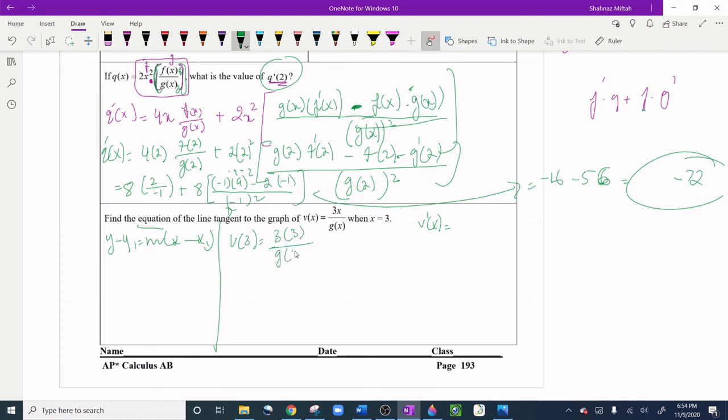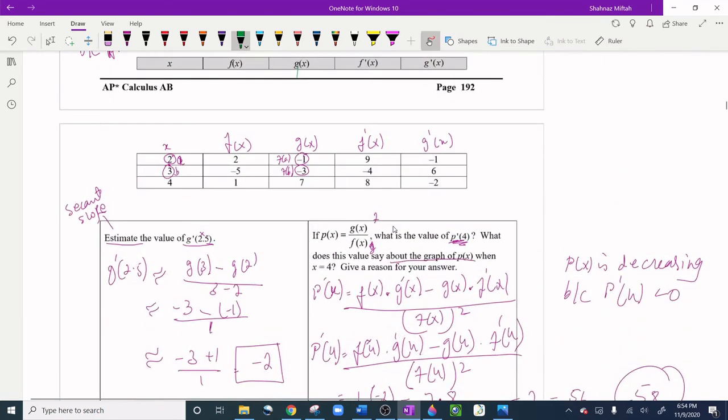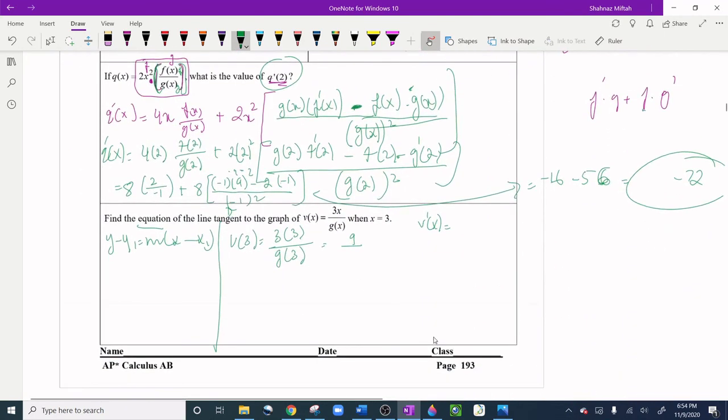So for the y value, we're going to plug into the original v of 3: 3 times 3 and then g of 3. So 3 times 3 is 9. What is g of 3? That's g, and 3 is -3. So it's giving me -3 as a y value. So I'm done with this. The x value is 3. Now I have to take a derivative so I can get the slope.